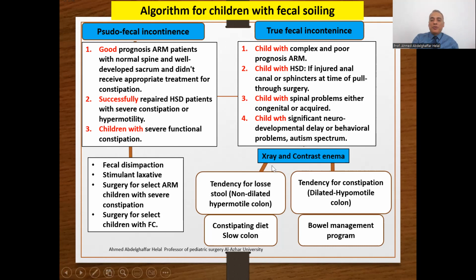If there is a true, perform an X-ray and contrast enema. Tendency for loose stool, non-dilated, hypermotile: this is treated with constipating diet and slowing the colon motility. Tendency for constipation, dilated, hypomotile: treated with a bowel management program. Pseudo-fecal incontinence will lead to fecal disimpaction and stimulant laxative; surgery for selected cases of anorectal malformations with severe constipation, surgery for selected children with functional constipation.